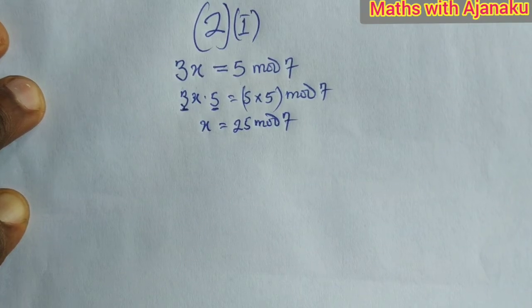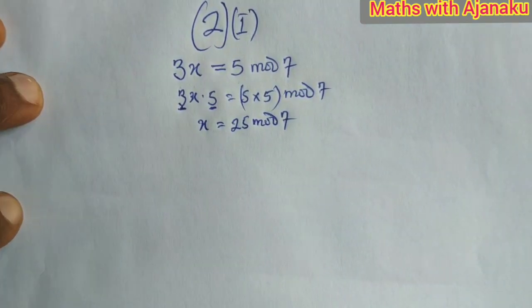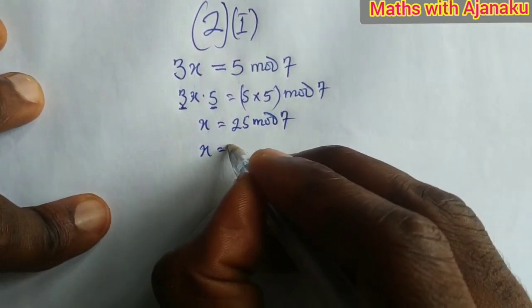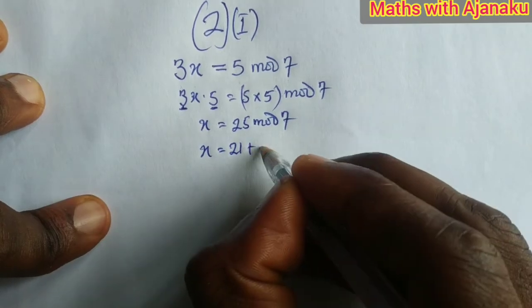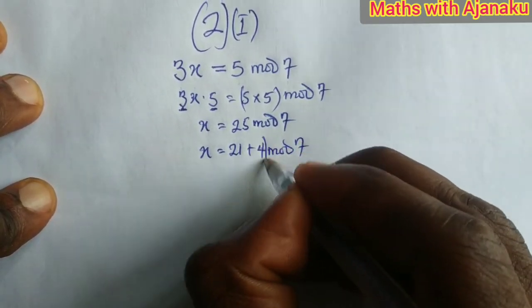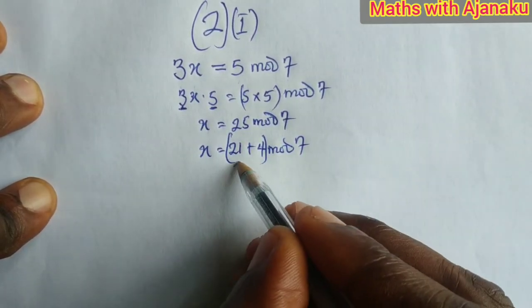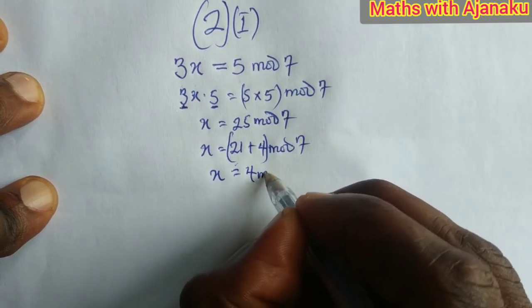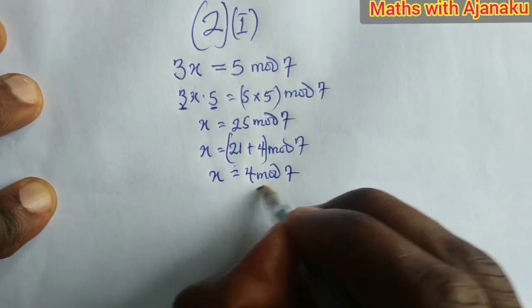Of course, we can't have 25 in modulo 7, so we have to reduce it. This becomes x equal to 21 plus 4 modulo 7. Of course, 21 is a multiple of 7, so it becomes 0. Therefore, x is equal to 4 modulo 7. I hope that's very clear.